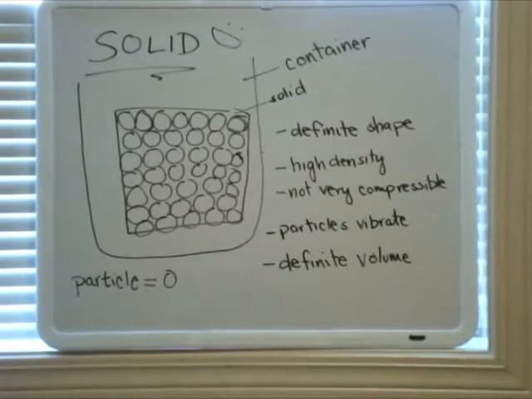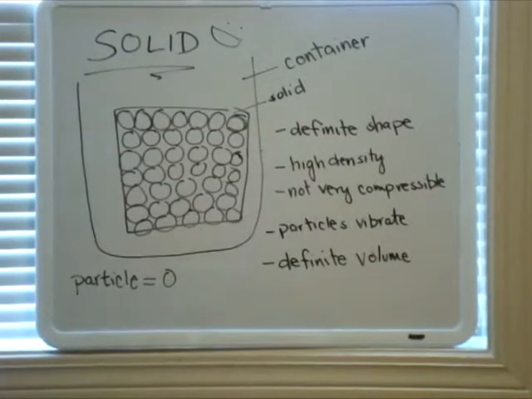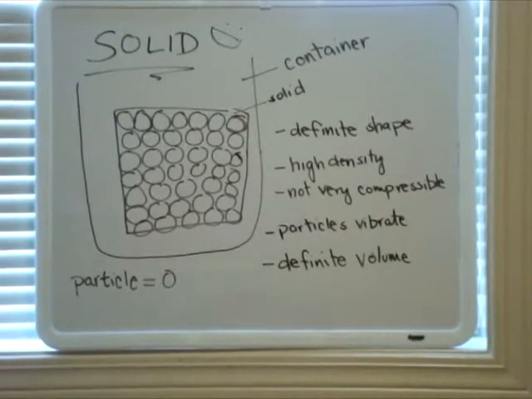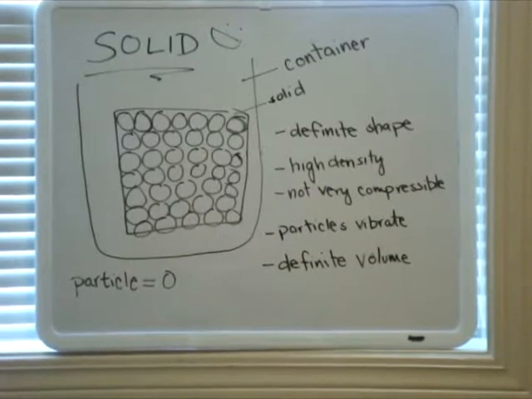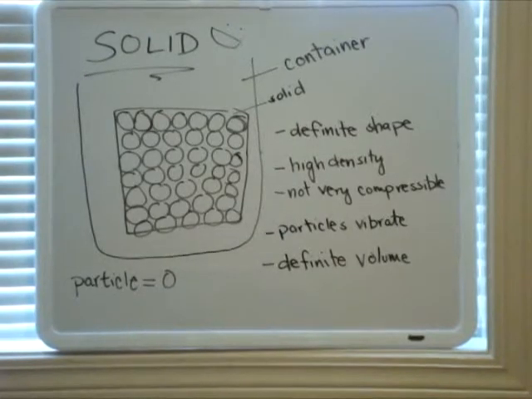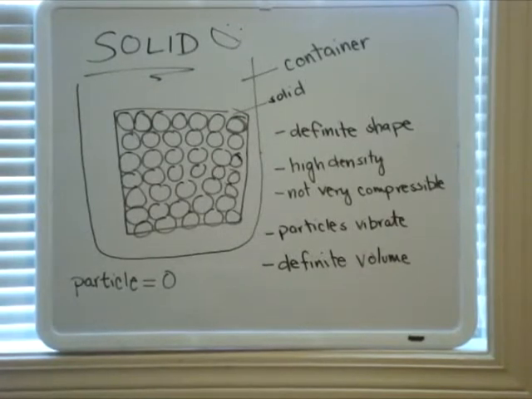Particles in a solid are very jam-packed together, with strong intermolecular forces holding them together, or attracting them to each other. If you try pouring something like an eraser into a container, the eraser will not take the shape of the container. This is because it has a definite shape. A solid is very dense and not very compressible. The particles in a solid will tend to vibrate, and the solid has a definite volume.